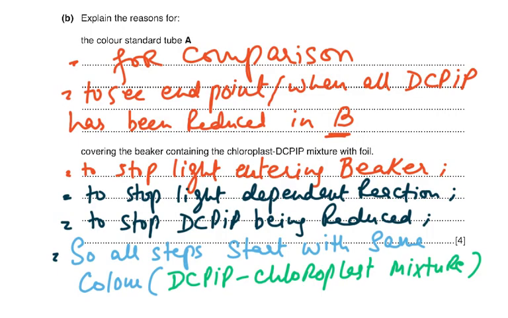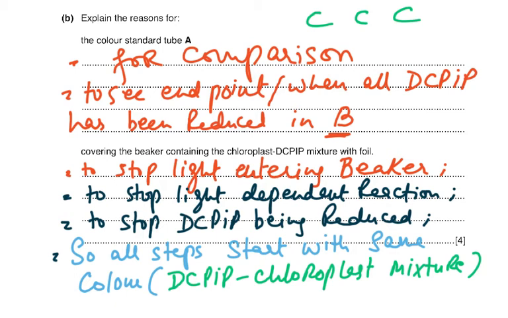Then we say explain the reasons for the color standard tube A. Now color standard is also C for color standard, C for comparison, C for control. To see the end point when all the DCP-IP has been reduced in B. But how are you going to compare whether it's greenish blue or is it green? Because green was the chloroplast and you mixed the DCP-IP which was blue in it. So you get a greenish blue color. Now, how do you know that the blue has become colorless? Because when it becomes the same green as the color standard A.